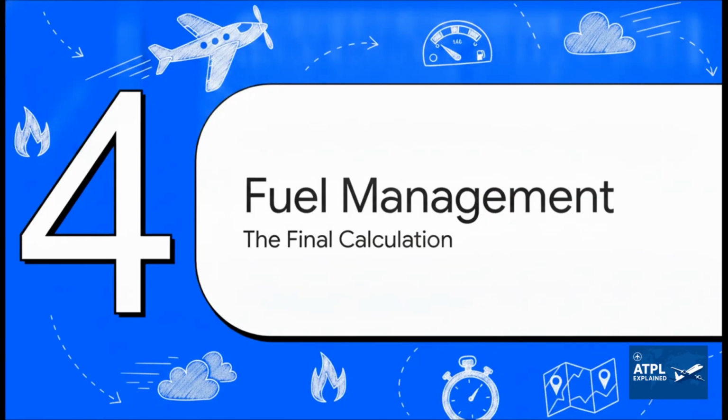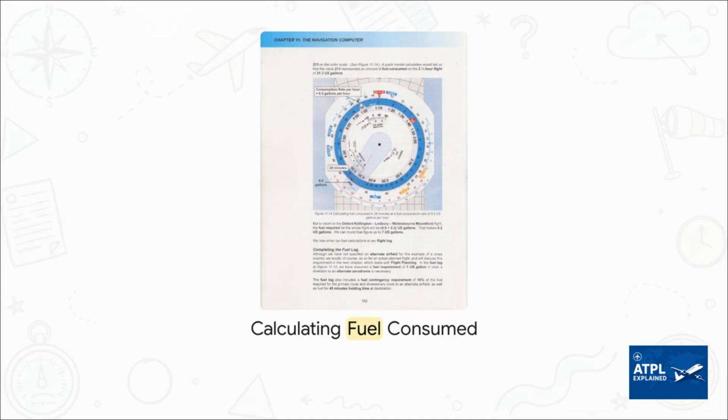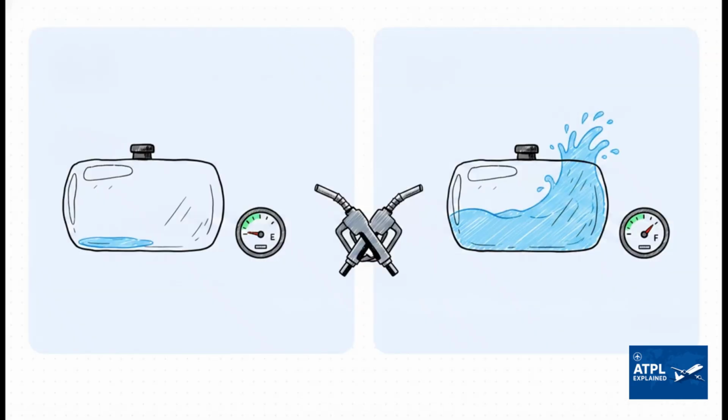Which brings us to Section 4, fuel management, the final calculation. And let me tell you, this is why getting that ground speed right is literally a matter of life and safety, not just passing your exams. Your fuel planning directly depends on your time en route. On the outer scale of the nav computer, we simply align our time with our fuel burn rate to find the total fuel consumed. Think about it. If your calculated time en route is wrong because of a bad ground speed calculation, your fuel calculation will be completely wrong too.